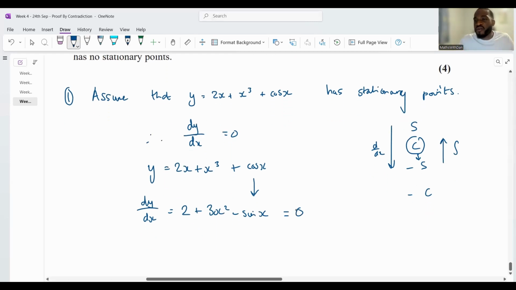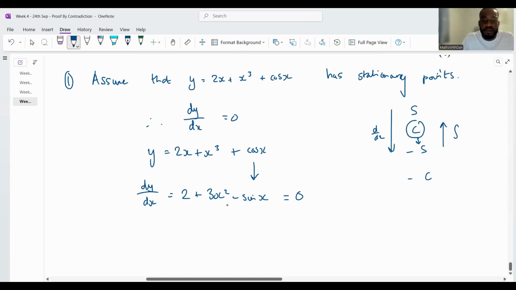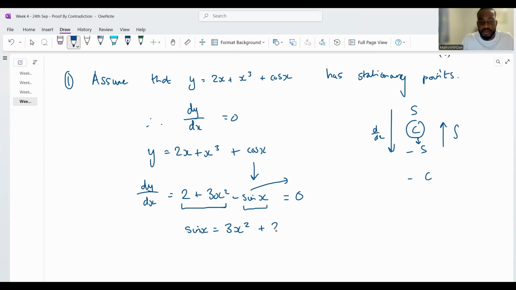Now, are there any problems with this? Well, let's investigate. Firstly, what I would do, just a bit of algebra: this here is a polynomial, and this is a trigonometric expression. I'm going to isolate that. So if I move that over, then it becomes sine x is equal to, and then I'll just swap these over, 3x squared plus 2. Is everybody happy with that?